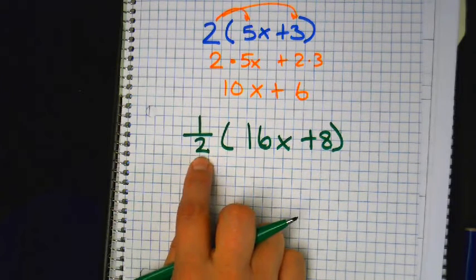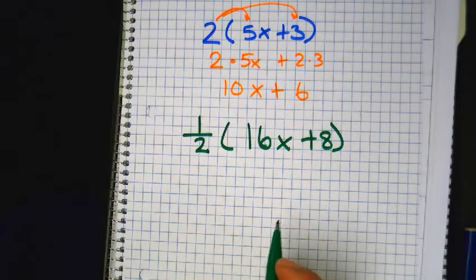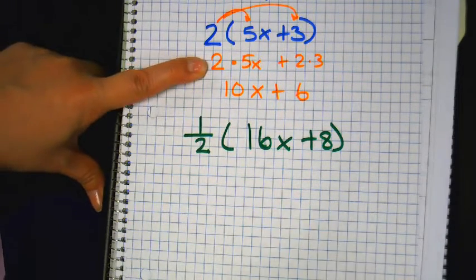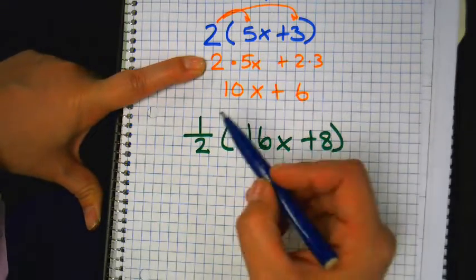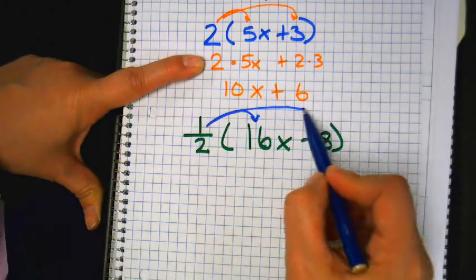So 1/2 parentheses 16x plus 8. So you're still going to distribute. You're still going to give everyone the candy. But now you're only giving them like half a candy. It's the end of the night on Halloween. So you give half a piece to the 16, half a piece to the 8.